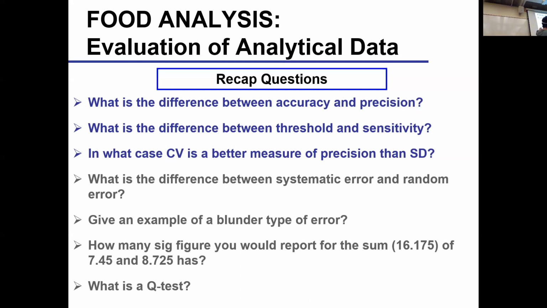In what case is CV a better measure of precision than SD? I kind of answered that, and that would be when you have compounds or measurements that differ in their size. So different means. One mean is in the 90s, like the example I gave you last time, versus a mean in the 10s. So we need to correct for differences in the size of the mean in order to evaluate the variability or the precision of our method. Okay. Any questions? Okay.